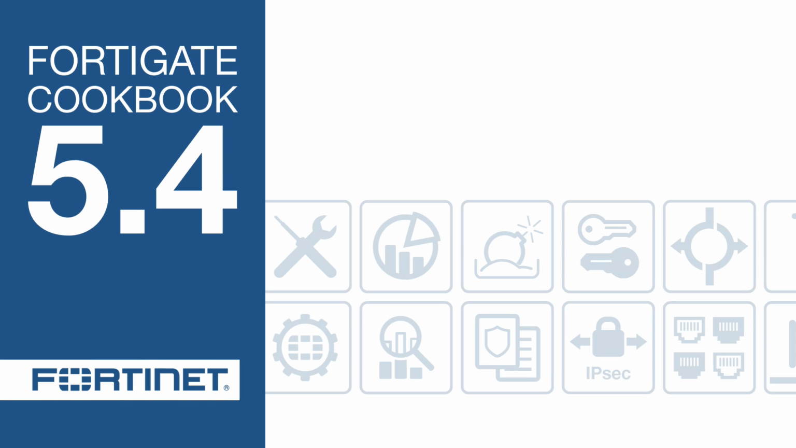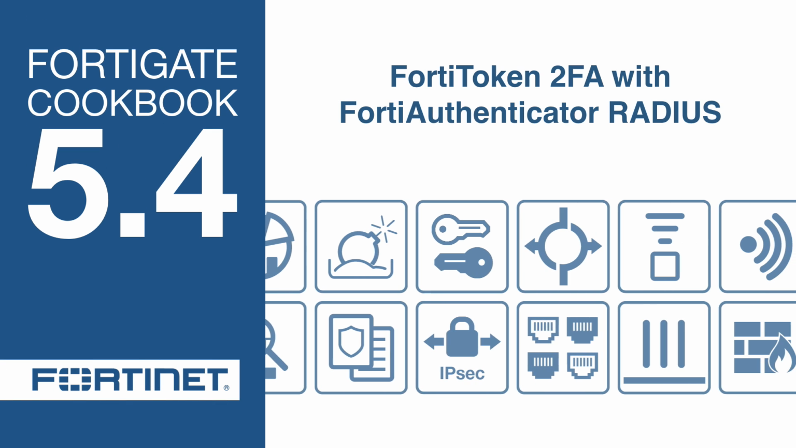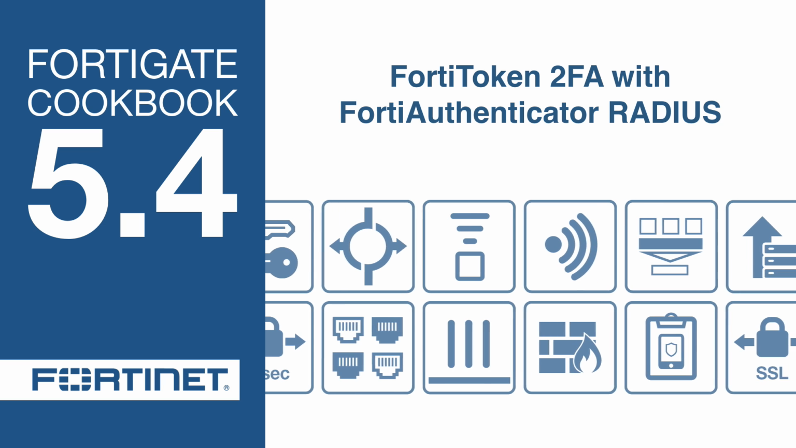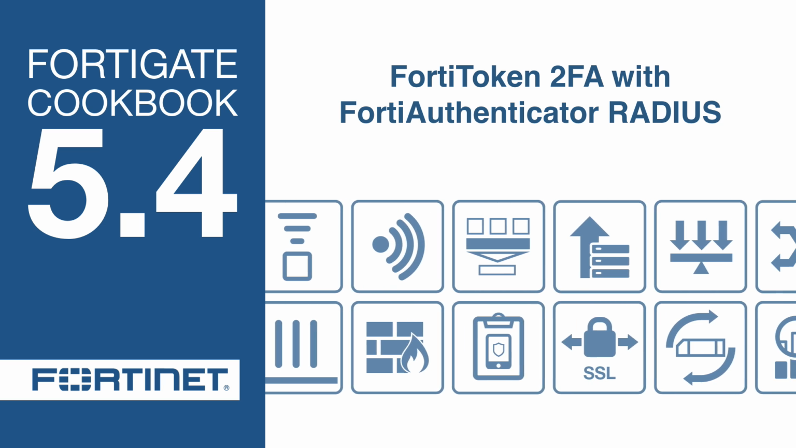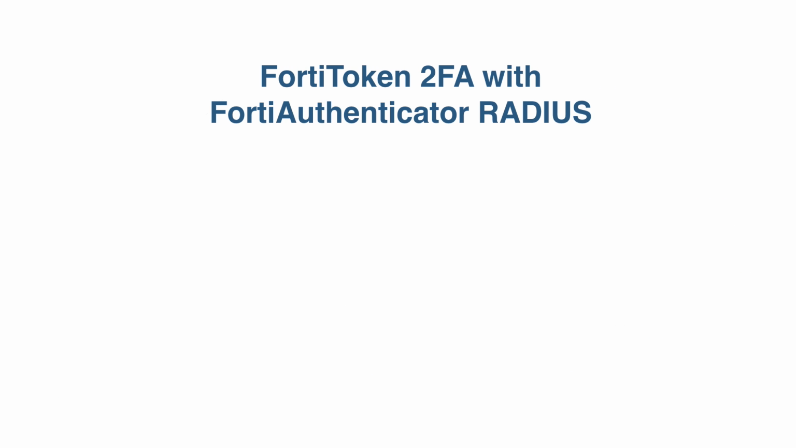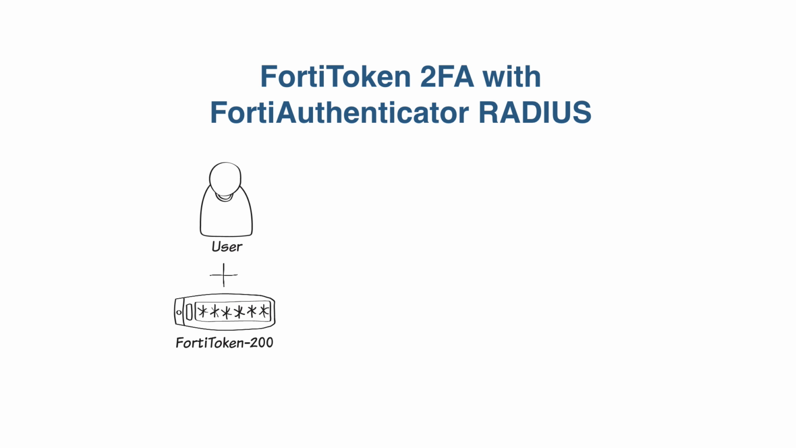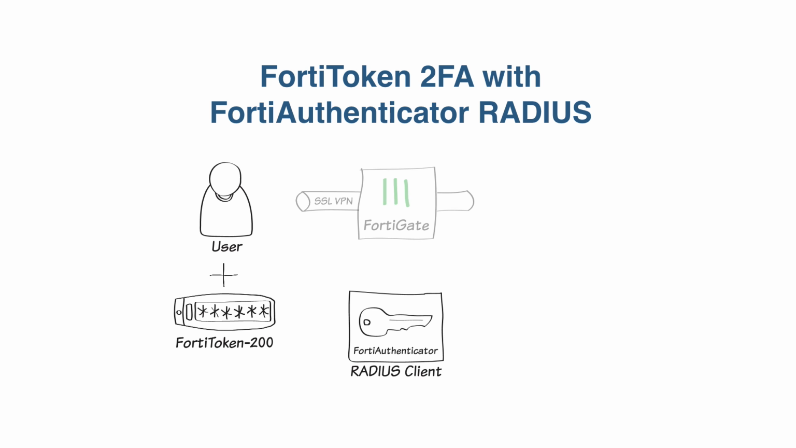In this video, you will set up FortiAuthenticator to function as a RADIUS server to allow FortiToken two-factor authentication for SSL VPN users. You will create a user, assign a FortiToken 200 to the user, and set up the RADIUS client on the FortiAuthenticator. You will then create the SSL VPN tunnel and configure the RADIUS server on the FortiGate.